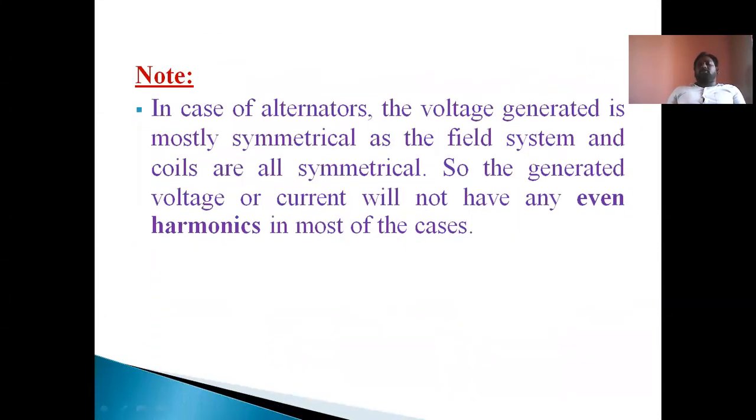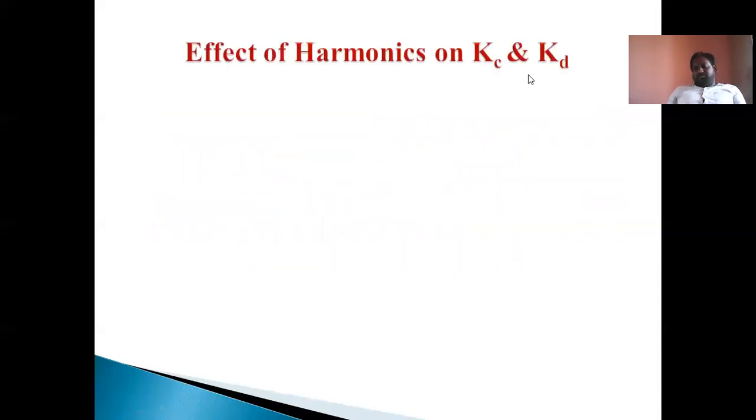And one more thing is that in the case of alternators, most probably we use a star connected alternator. Star connected means we can use a neutral wire. The neutral wire can be connected to the ground. That's why there is a path for the harmonic voltage. So by using star connected alternators, especially third harmonics, lower order harmonics are eliminated. Only odd harmonics are crucial in the alternator. These odd harmonics and higher order harmonics affect the pitch factor Kc and distribution factor Kd.